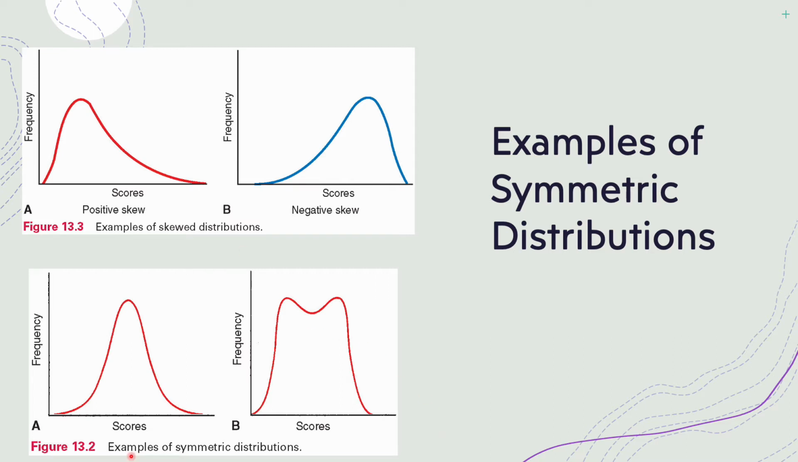A unimodal distribution has one peak. This is a unimodal distribution. It also happens to be a bell-shaped curve. A bimodal distribution has 2 peaks, and you can see that here.